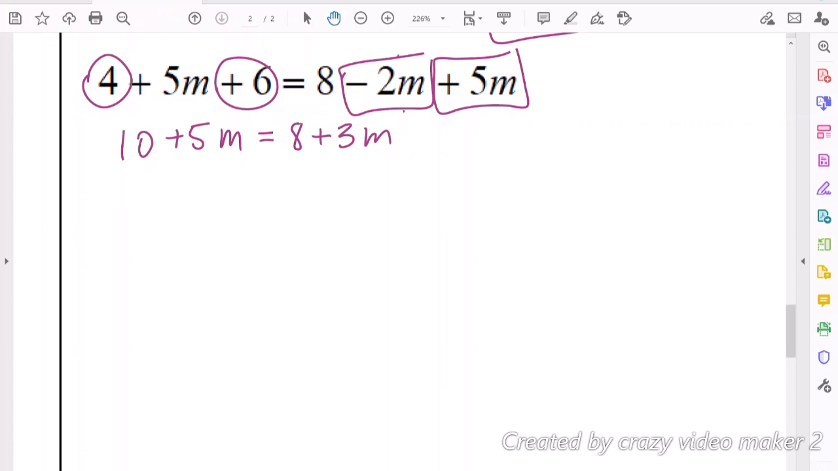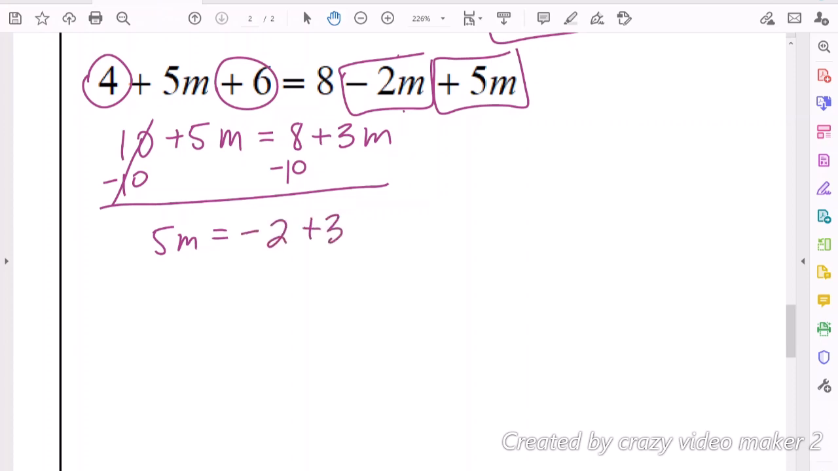Okay, now all of the terms with an m in them need to be on the left-hand side of the equal sign. Everything that is just a plain number needs to be on the right-hand side of the equal sign. So I'm going to move things around. 10 needs to go over to the other side, so I'm going to do -10. And you have to add constants or subtract constants to other constants, so plain numbers. So on the left-hand side, the 10 and the -10, those cancel. So I have 5m equals, and now I have 8 minus 10. Again, use the calculator if you're not sure. So 8 minus 10 is going to be -2. Still have that plus 3m.